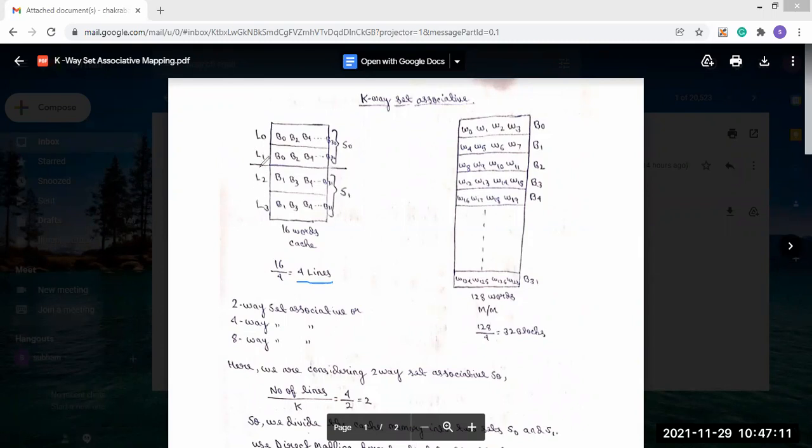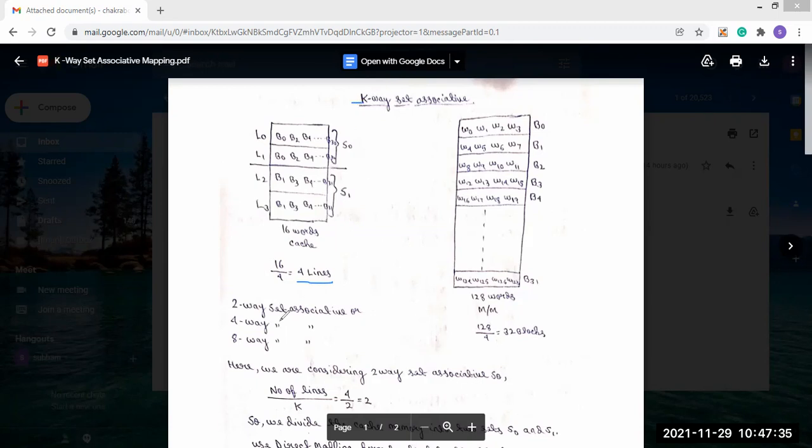Now here we have made some changes. We have said that the k-way set associative is the combination of both direct mapping and fully associative mapping. So what we are doing here is that the way number k should always be mentioned.